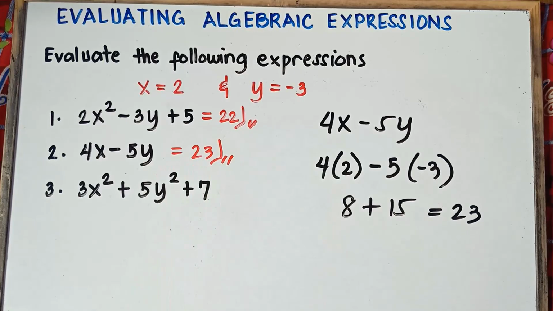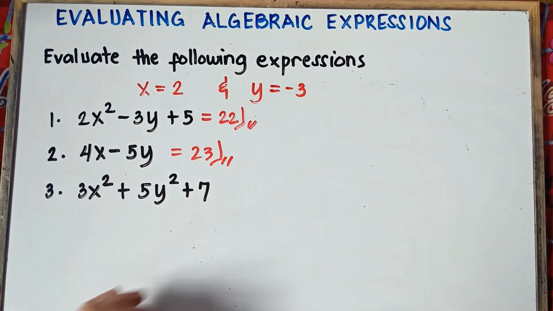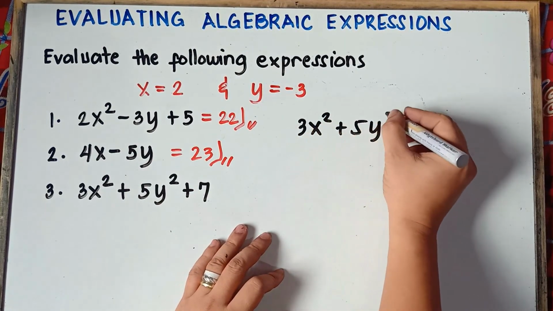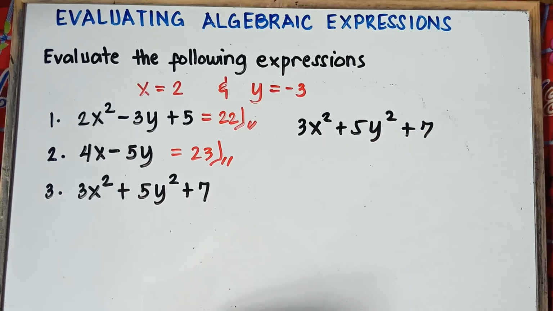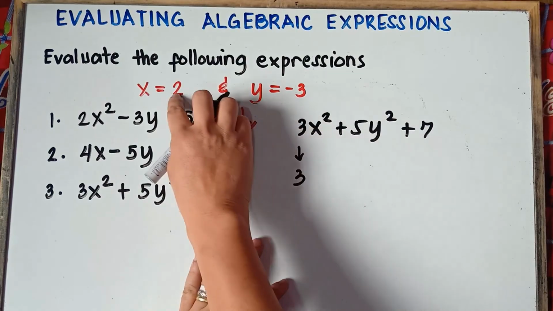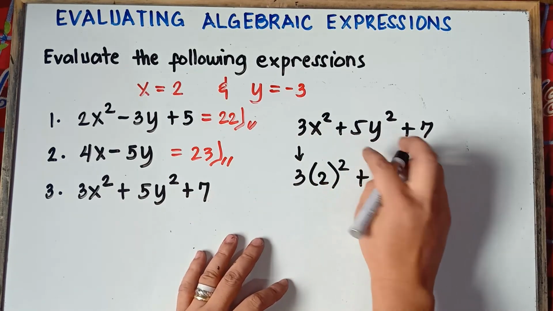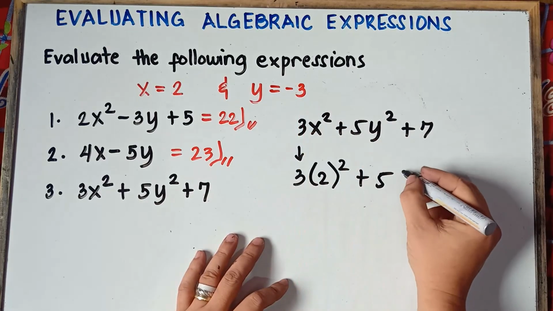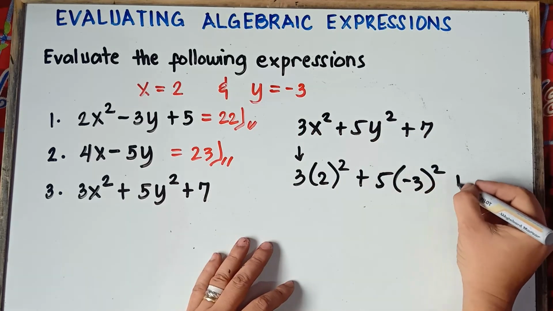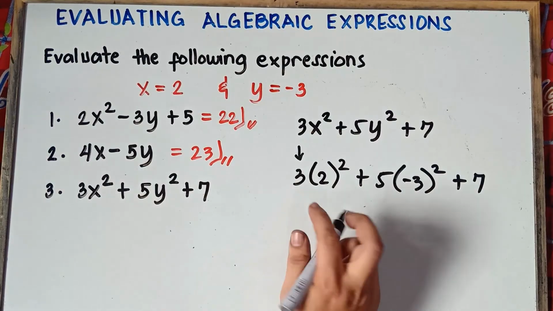Alright, so let's have the last example, class. Example number 3. So we have given 3x squared plus 5y squared plus 7. So simply copy 3. Now the value of x, which is positive 2. So this will be 2. Then do not forget squared. Plus copy 5. The value of y, which is negative 3. So this will be negative 3. Then do not forget squared. And then plus 7.